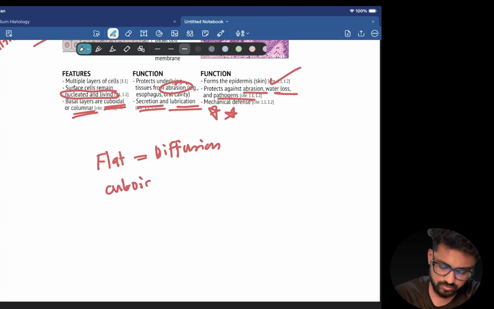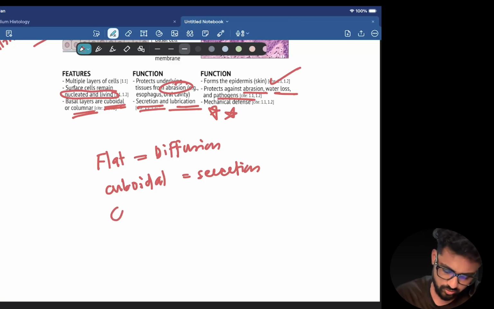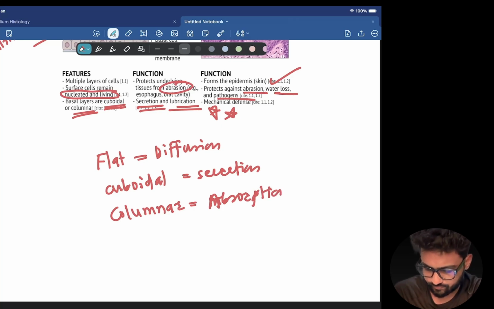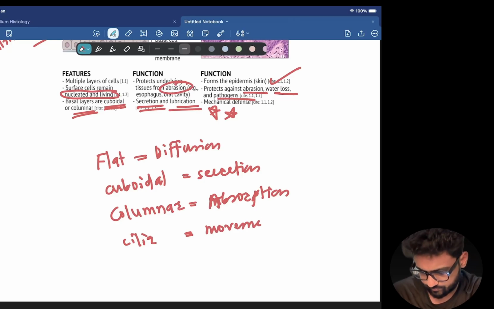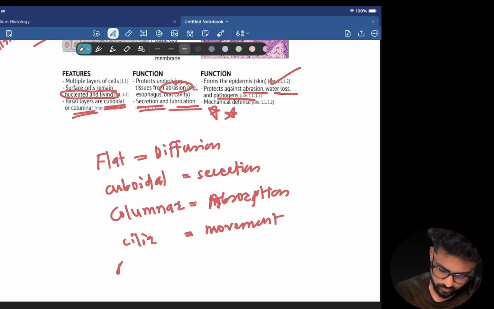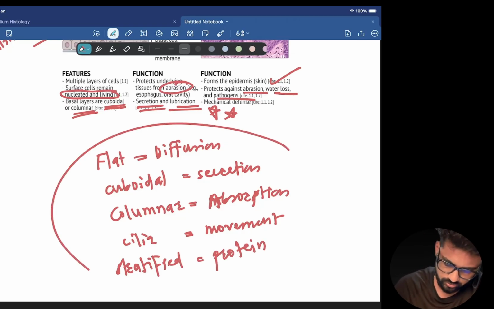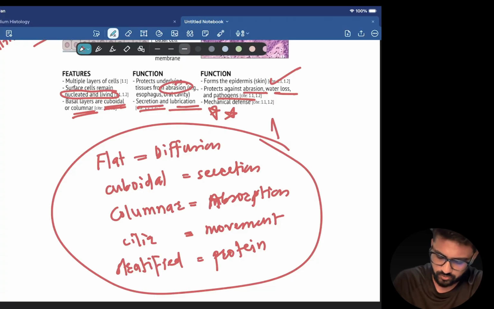Remember, always flat cells equal diffusion. Cuboidal cells equal secretion. Columnar cells equal absorption. Cilia equal movement. And last but not least is the stratified epithelium, which gives protection. So this is the trick to remember the function of that particular epithelium. Thank you.